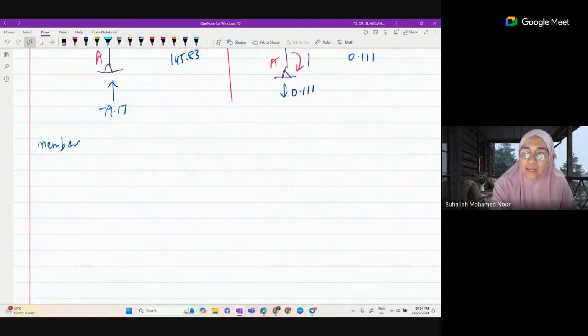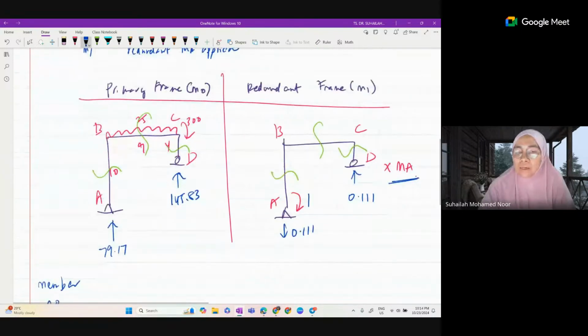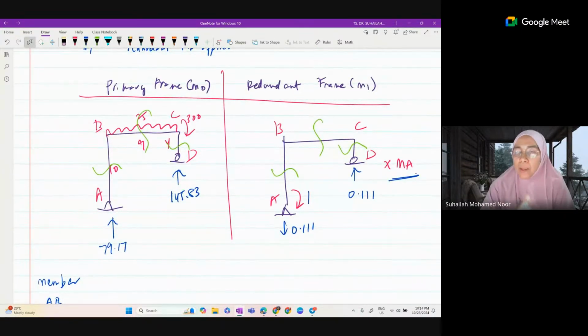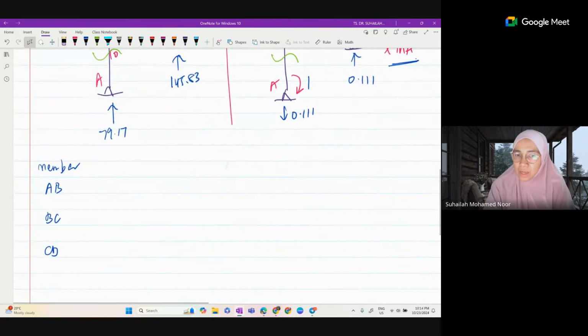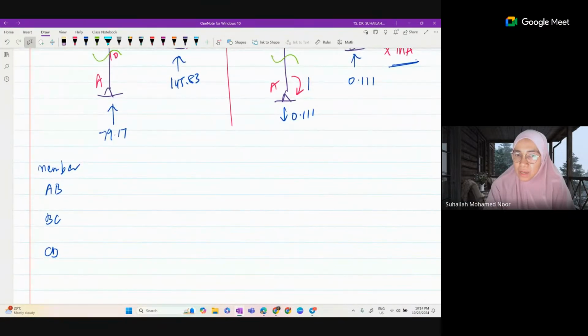What I highlight here is what is important that I want to see during examination. When you answer, make sure everything here is there, because this is what gives the marks. I want to see the diagram for the primary frame, the redundant frame, and then the table, because the table consists of the moment equation. In writing the moment equation, we must decide the origin, and from the origin we will get the limit.